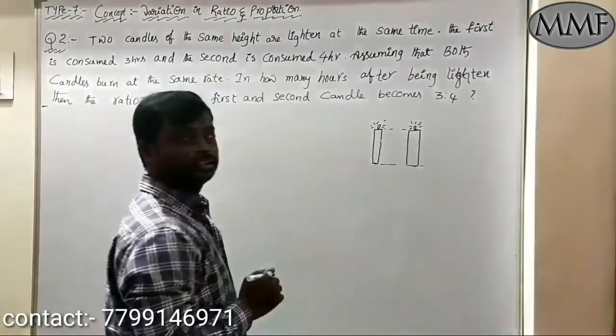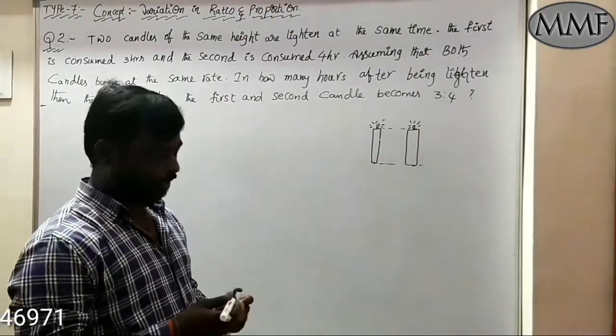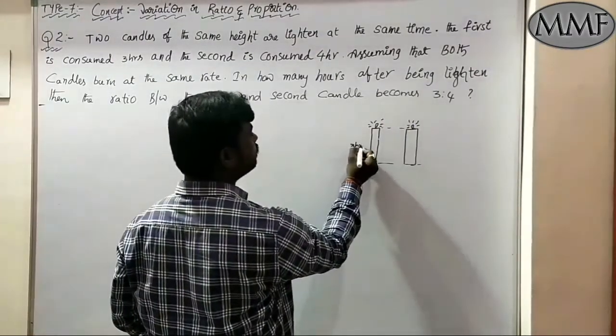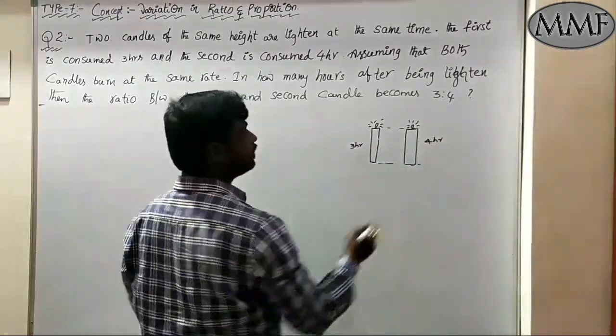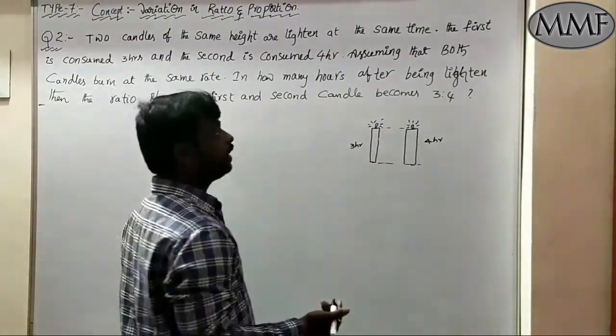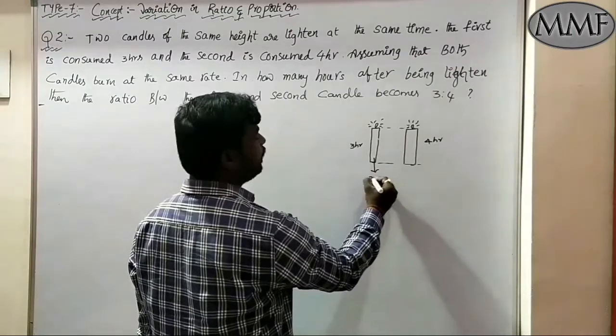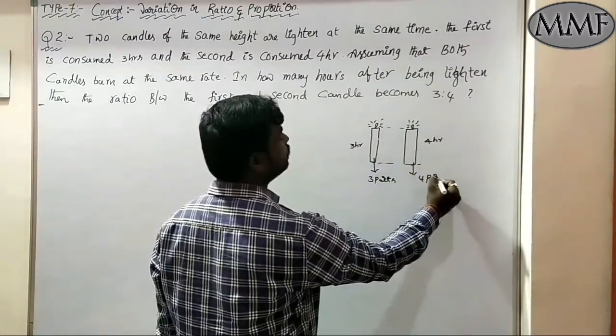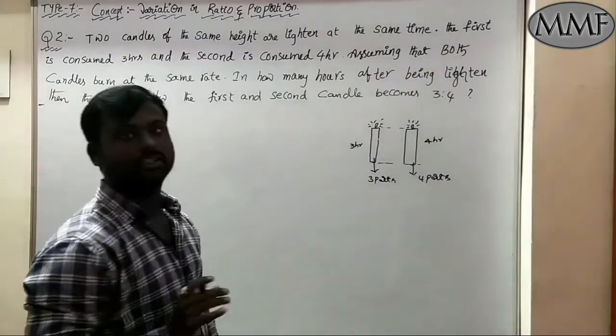Of same height. How same height? I'll explain. This candle burned in 3 hours. This candle burned in 4 hours. The question is, after how many hours will 3 parts of one and 4 parts of the other be consumed? That is the question. Clear or not?